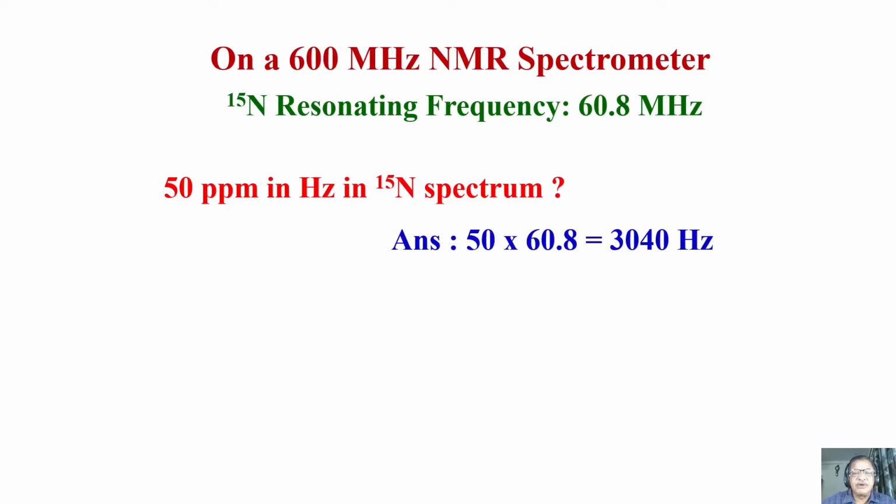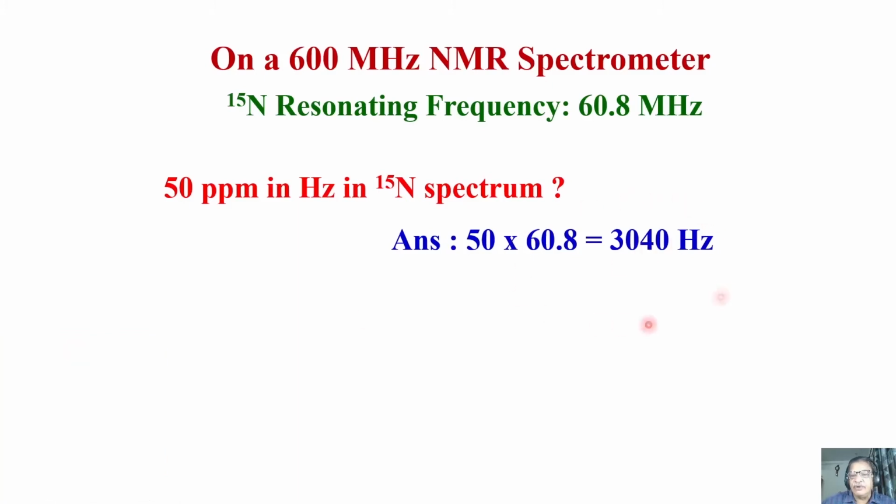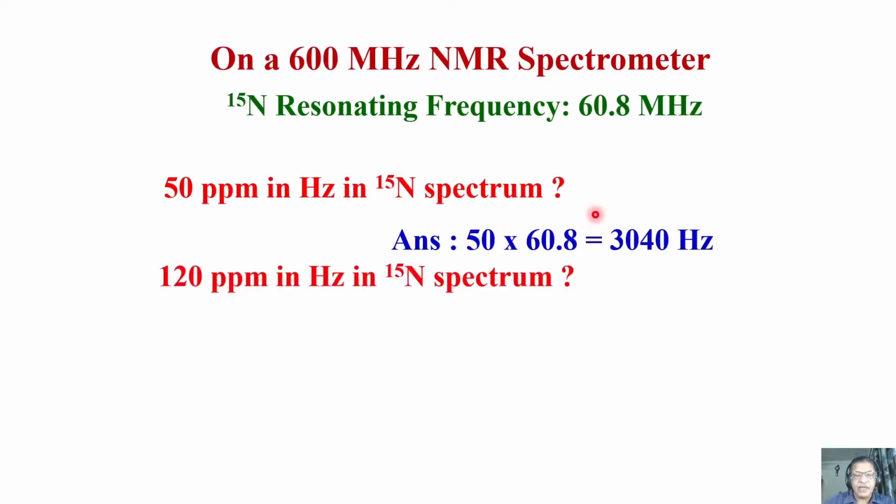All we have to do, when you know the value in ppm, as I have been telling you, is multiply by the resonating frequency. Since the resonating frequency of nitrogen-15 is 60.8, simply multiply 50 by 60.8. So 50 ppm in hertz in the nitrogen-15 spectrum is 3040 hertz. Okay.